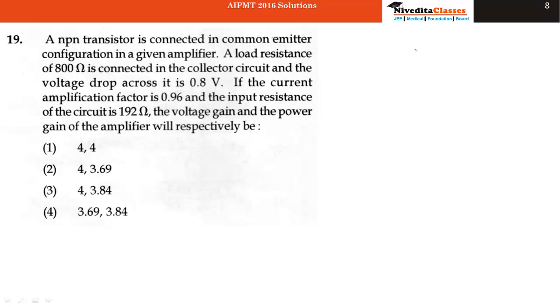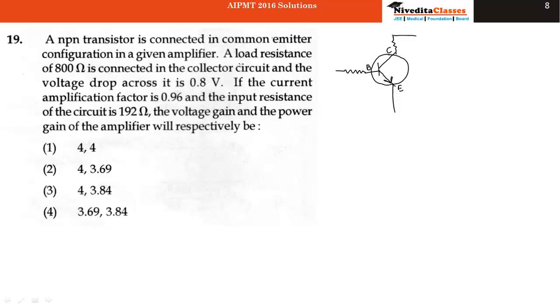You know what is common emitter configuration? Just we want to draw the symbol of an NPN transistor. Here the arrow is downward for the NPN transistor. This is collector, this is base, and this is emitter, and it is NPN, so the arrow is downward.